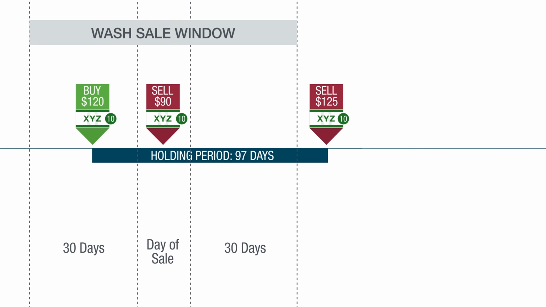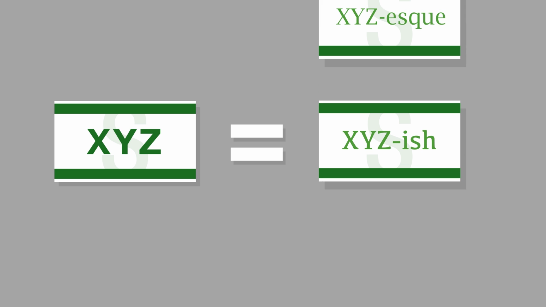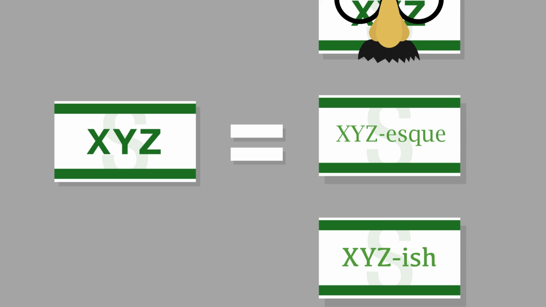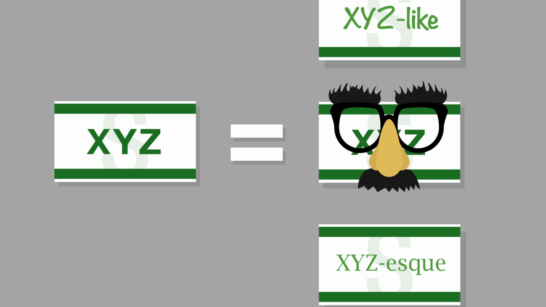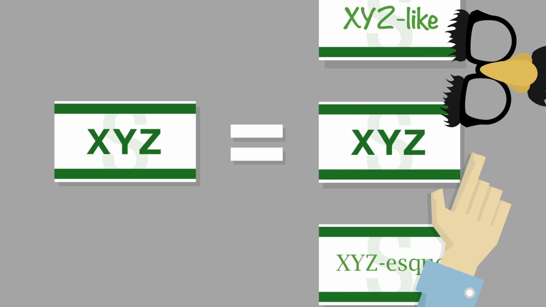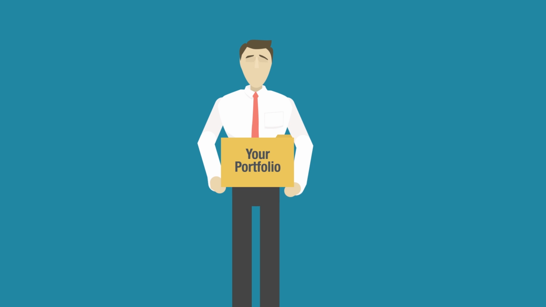These are just 3 examples, but wash sales can be more complex, particularly when it comes to identifying what qualifies as a similar or related security. Ultimately, reporting wash sales and identifying what counts as similar securities is the taxpayer's responsibility. Brokers don't have the same reporting requirements.